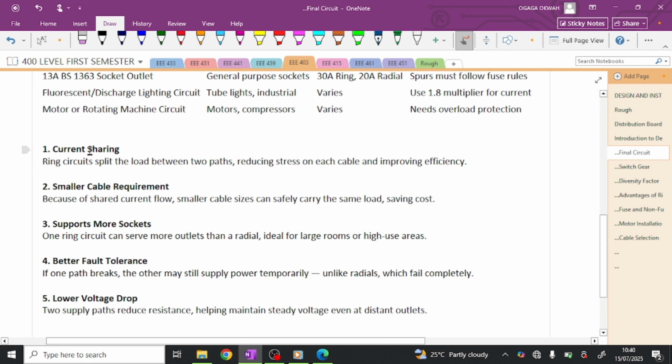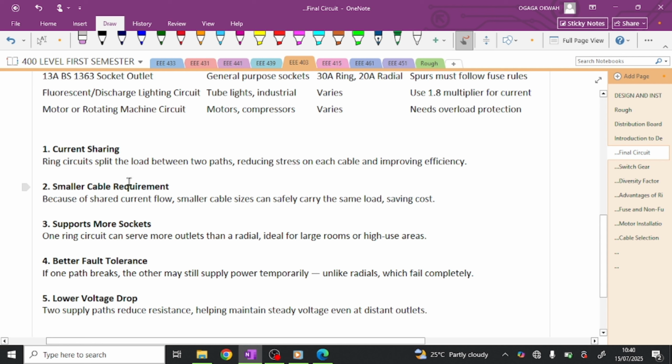So one of the advantages of having a ring final circuit is that the current splits the load between two parts. Like we said, current flows through two paths. So it splits the load between two parts, reducing stress on each cable and improving efficiency.